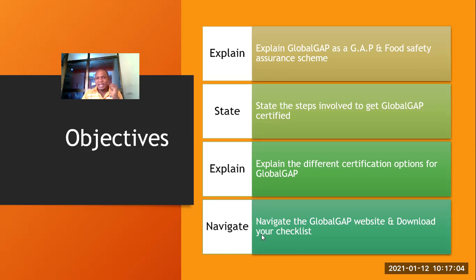Then by the end of this training, you should also be able to navigate the GlobalGAP website and download your GlobalGAP checklist. So these are the four main objectives for today's session. When we finish the session, you have to check yourself whether you will be able to do some or all of the things stated here in the objectives.